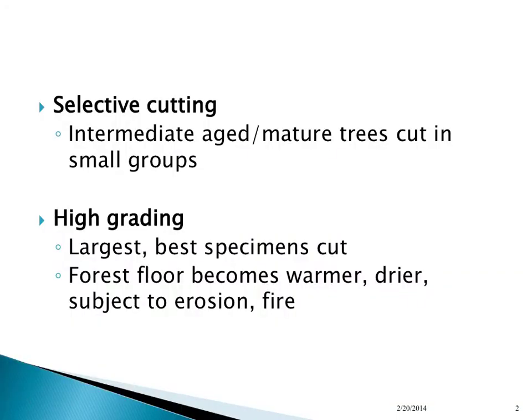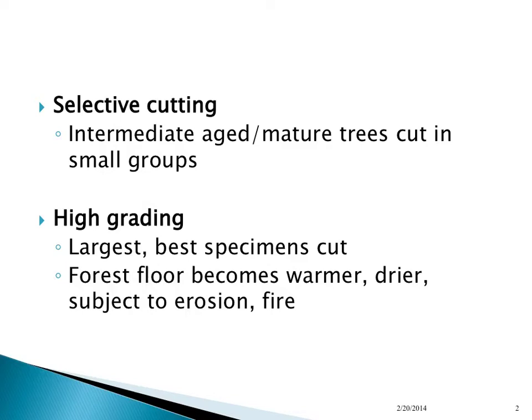So anyway, selective cutting, kind of in the name: intermediate-aged and mature trees are cut in small groups. So we cut down some of the young ones, we cut down some of the mature ones. Not the worst thing in the world. We selectively choose what we want. That does leave some biodiversity, other plants that are in the forest yet. What they have to look at is that lumber mills particularly want high-graded trees. They want the largest specimens cut.